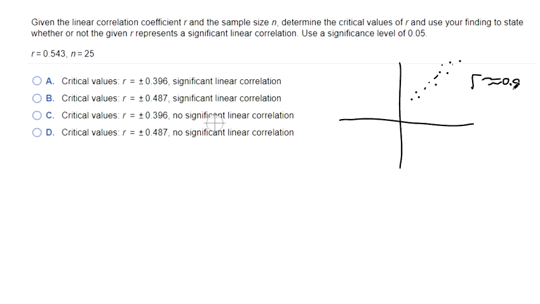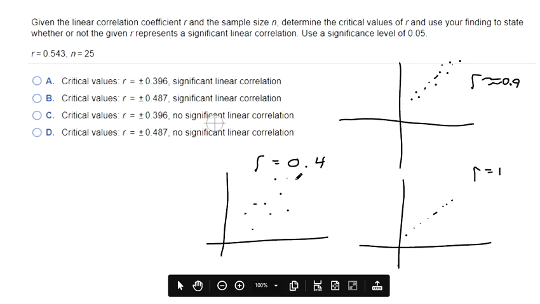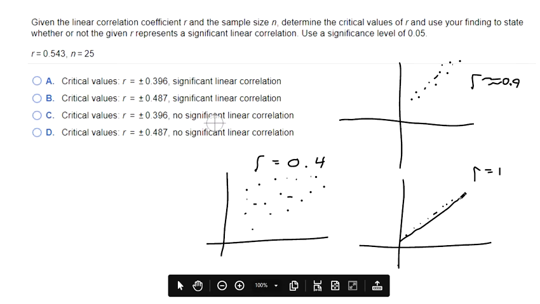Okay, and this would be an r of exactly 1. And then this would be an r of like 0.4. So hopefully you're getting the idea here. The closer we get to the number 1 for our correlation coefficient, the closer it makes a straight line.